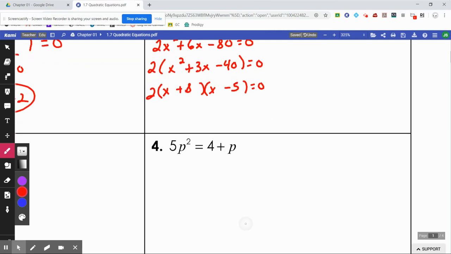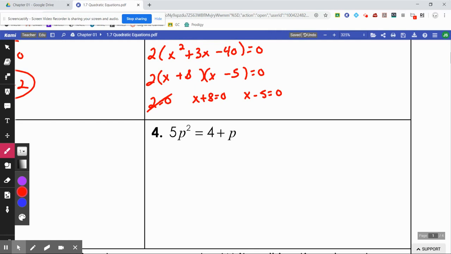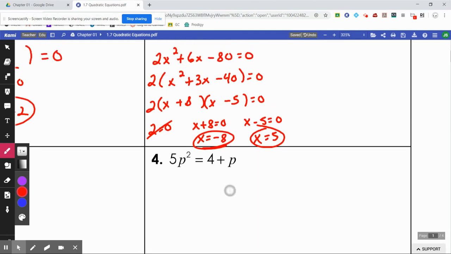Set every term equal to 0, including the 2. However, we all know that 2 equals 0 has no solution. There's no way for that to be true. So we get answers of negative 8 and a positive 5. That's your two solutions.